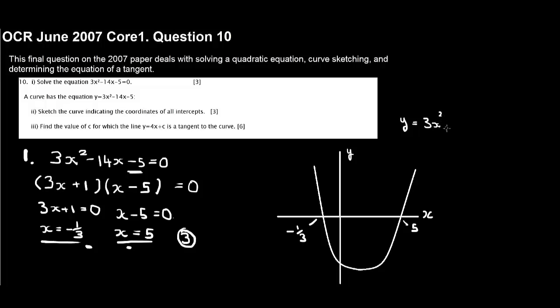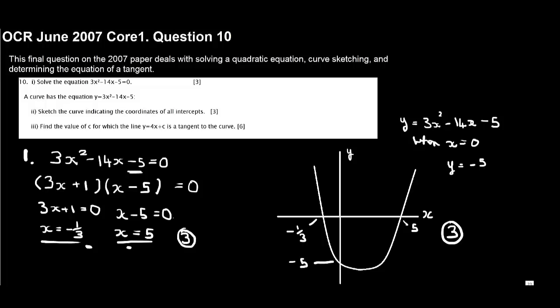So there we've got y equals 3x squared minus 14x minus 5. The intercept on the y-axis comes when x equals 0. So if we substitute x equal to 0 in there, we'll get y equals 0, 0 minus 5. So that third intercept for 3 marks is on y equals minus 5. So that's sketch the curve. You get marks for the 3 intercepts and for the symmetry of the curve. That's for another 3 marks.